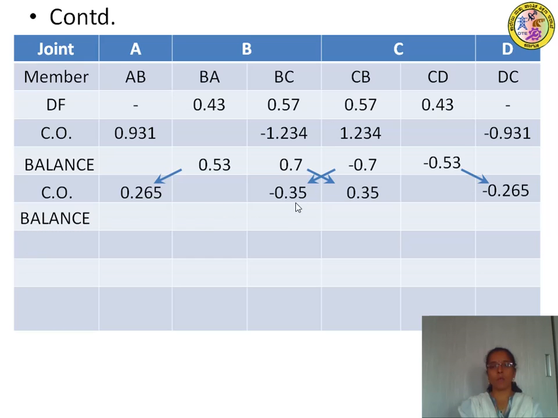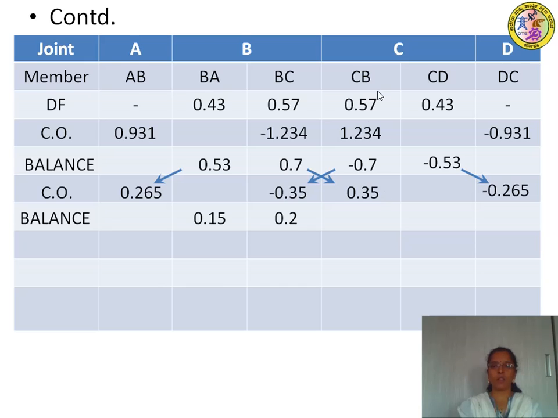Okay, so imbalancing moment at joint B is minus 0.35, therefore balancing moment will be plus 0.35. So plus 0.35 into 0.43 will be equal to 0.15, and 0.35 into 0.57 will be equal to 0.2. Similarly, joint C is imbalanced by plus 0.35, therefore balancing moment will be minus 0.35.